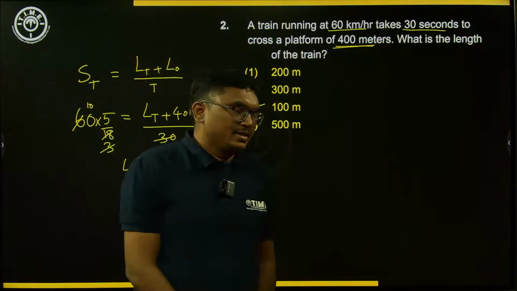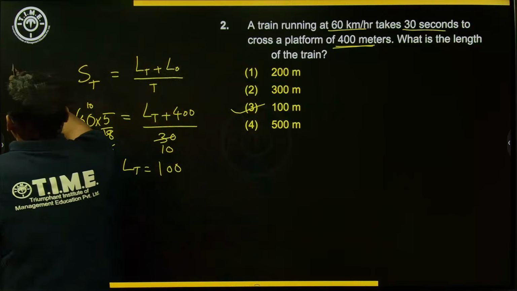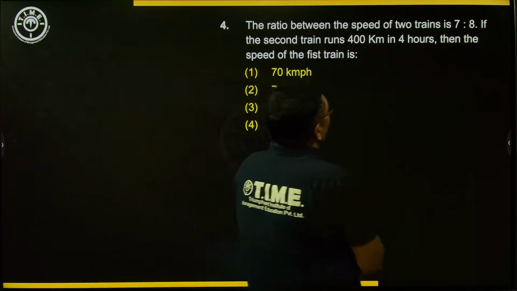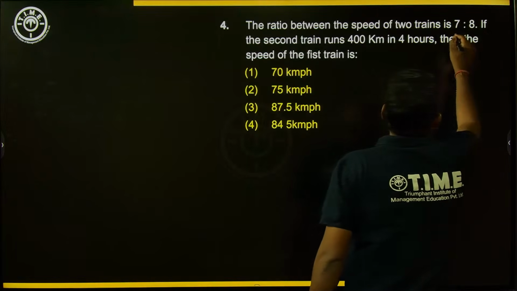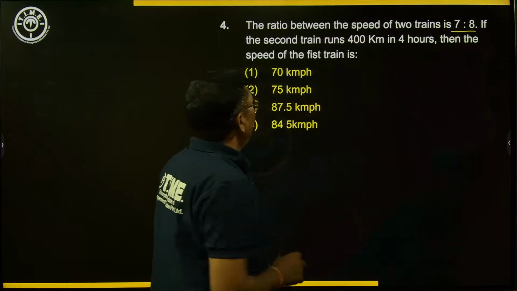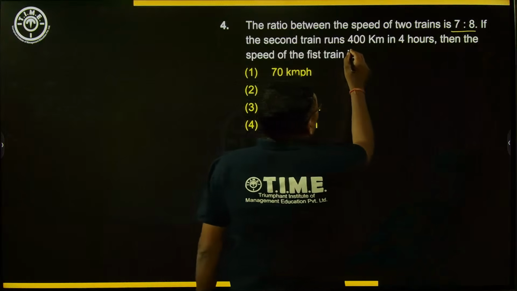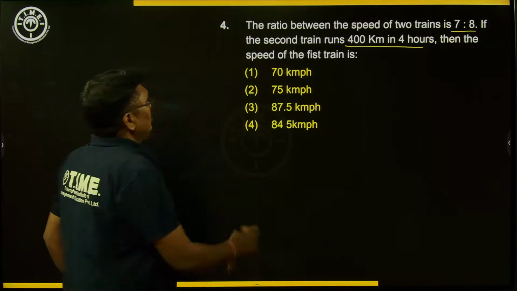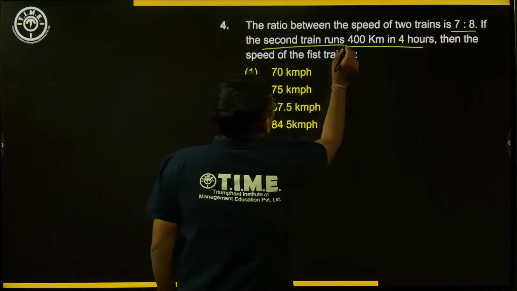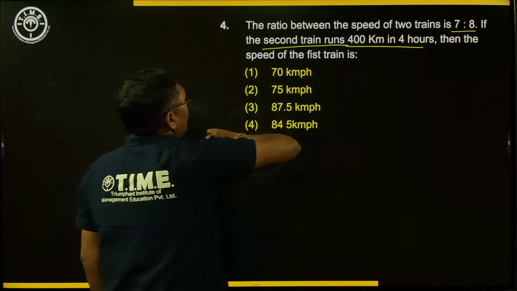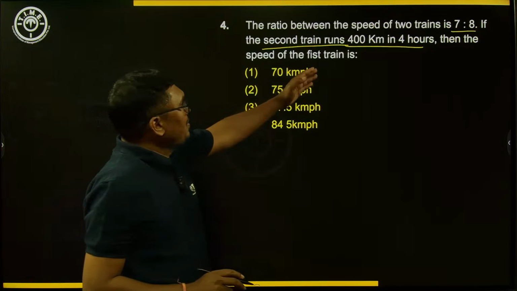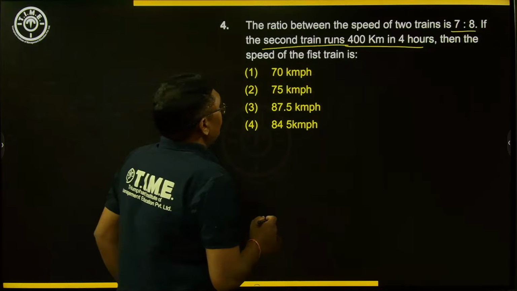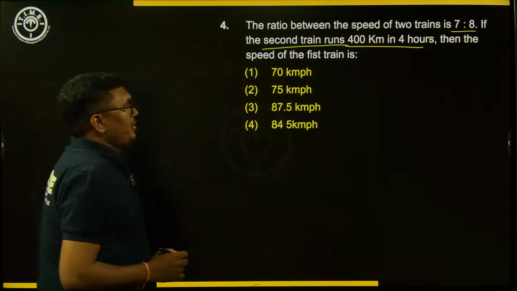Okay, so let us see question number 3. Right. The ratio between the speeds of two trains is 7:8, and if the second train runs 400 kilometers in 4 hours, then what is the speed of the first train? The speed of the second train, how do we get it? Distance by time. So distance is 400 kilometers by 4, that is 400 by 4, 100 kilometers per hour.